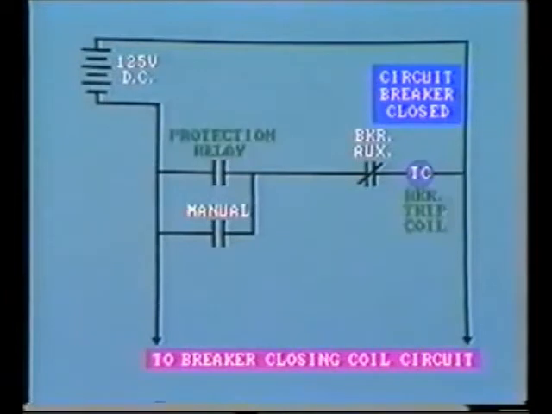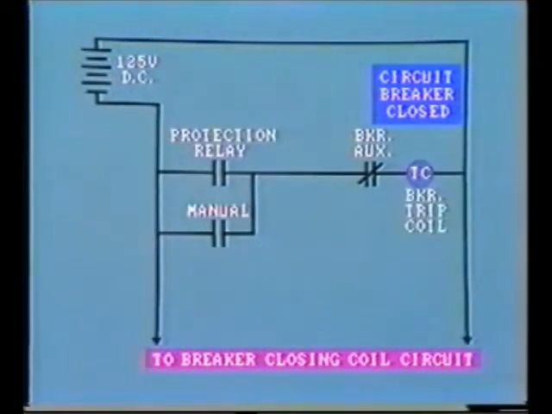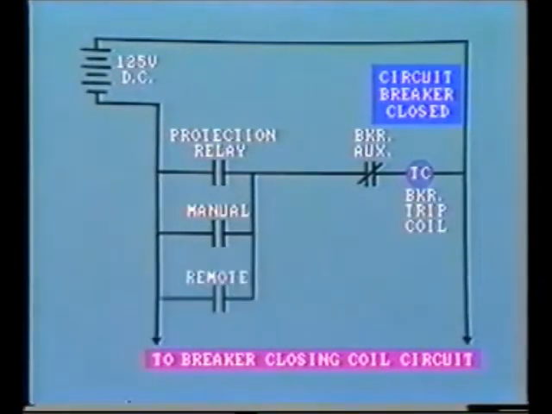These auxiliary contacts are closed because the breaker is closed, but the tripping coil will not be energized until either 1, the protective relay contacts close, or 2, the manual switching contacts are operated. In practice, there may be other parallel contacts which can open the breaker.